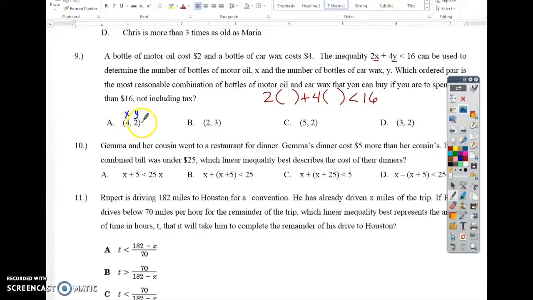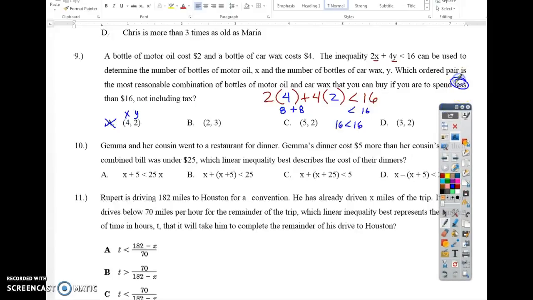If I plug 4 and 2 here, okay, 2 times 4 is 8. 4 times 2 is 8. And then less than 16. 8 plus 8 is 16, less than 16. Is 16 less than 16? No, 16 is equal to 16. So that's why this cannot work, because it says that it has to be less than $16. You cannot spend $16. It has to be less than. So keep going.